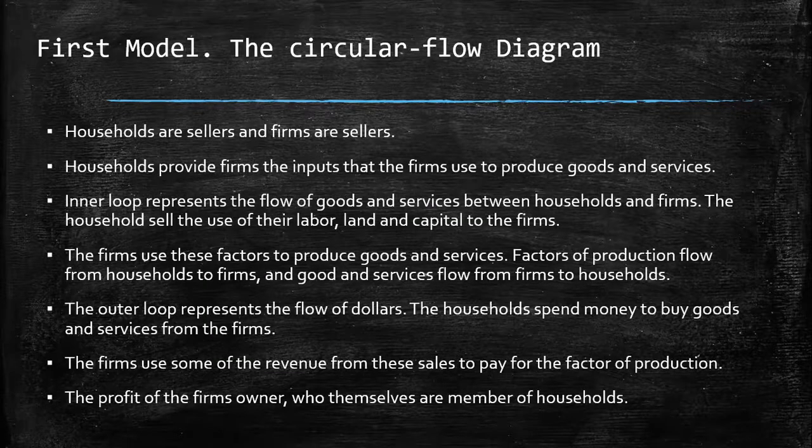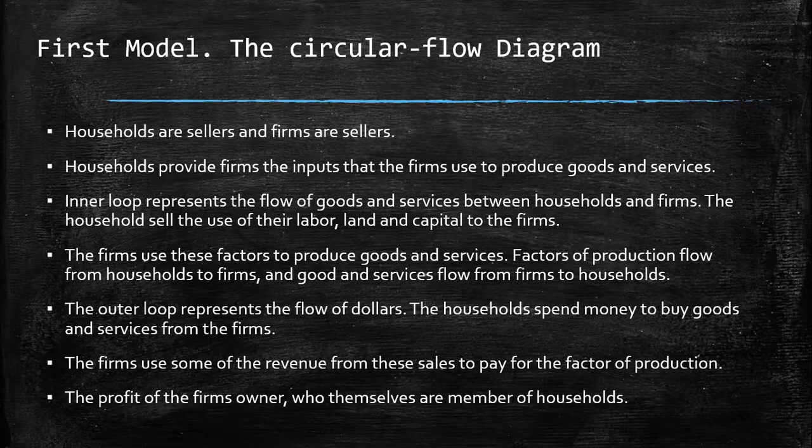In the market for factors of production, the households are the sellers and the firms are the buyers. In the market for goods, the firms are the sellers and the households are the buyers. So the households provide firms the inputs that the firms use to produce goods and services.